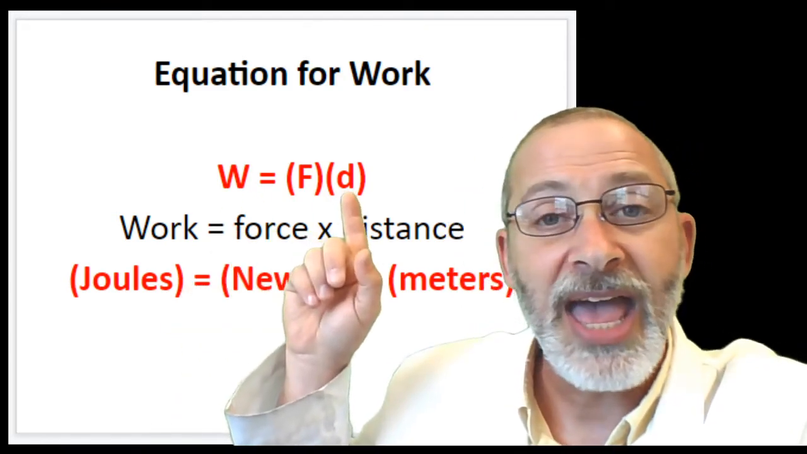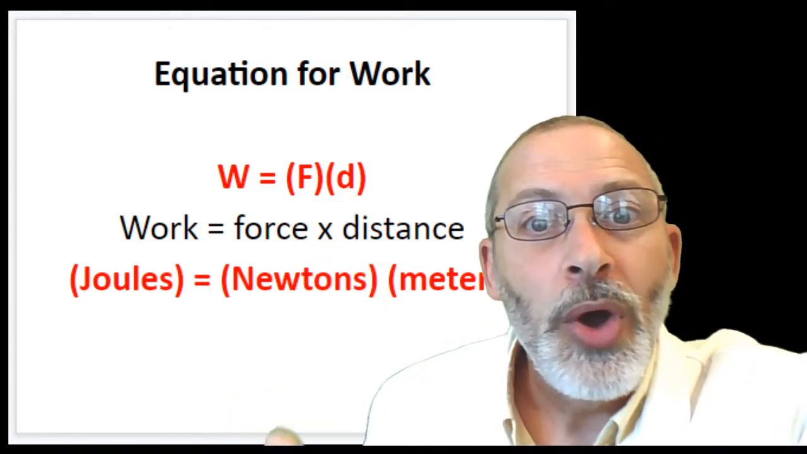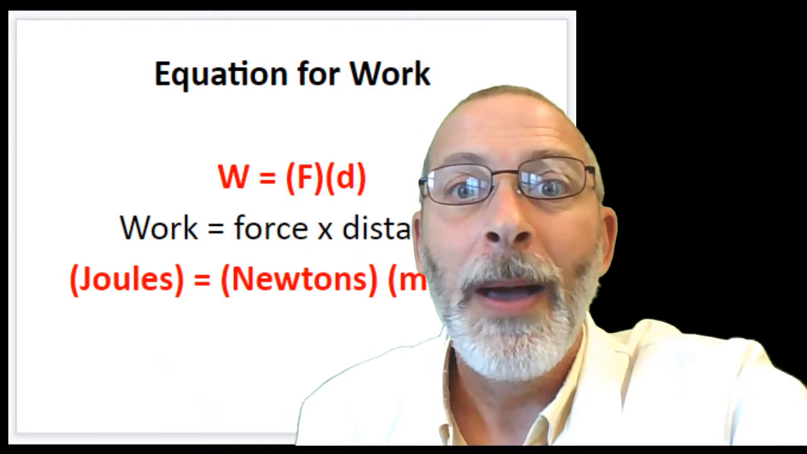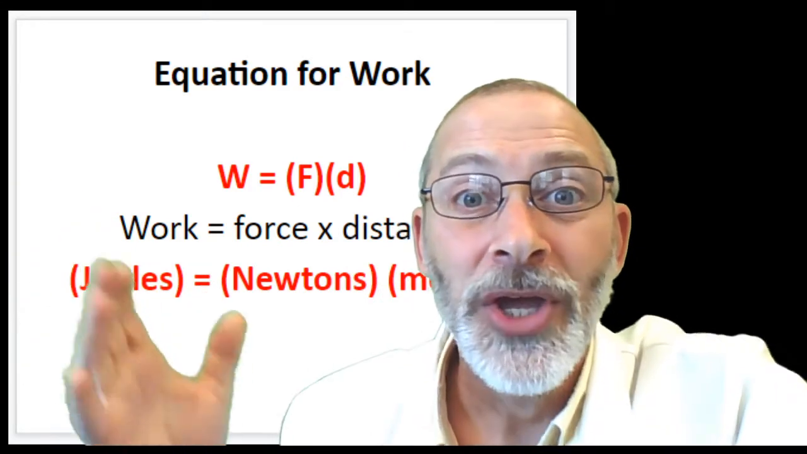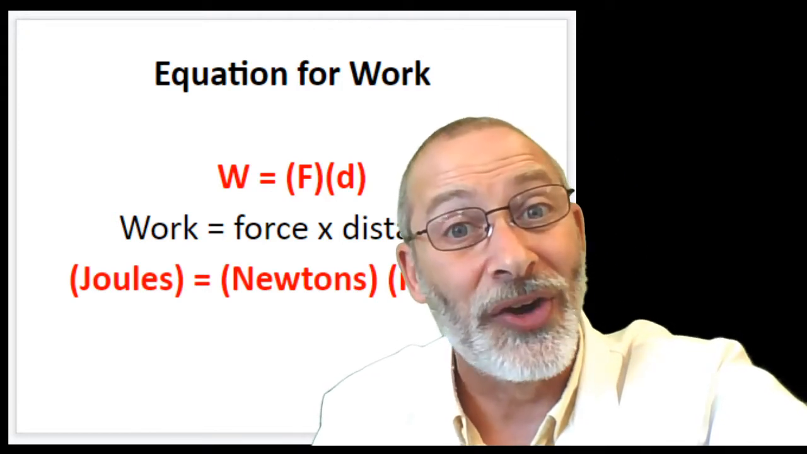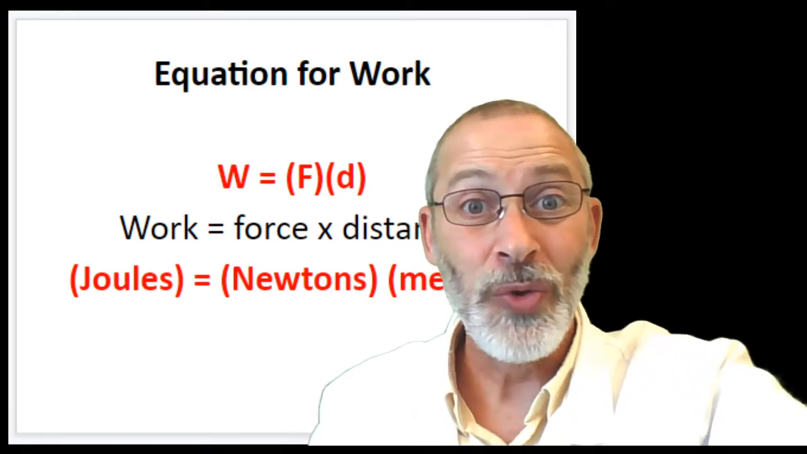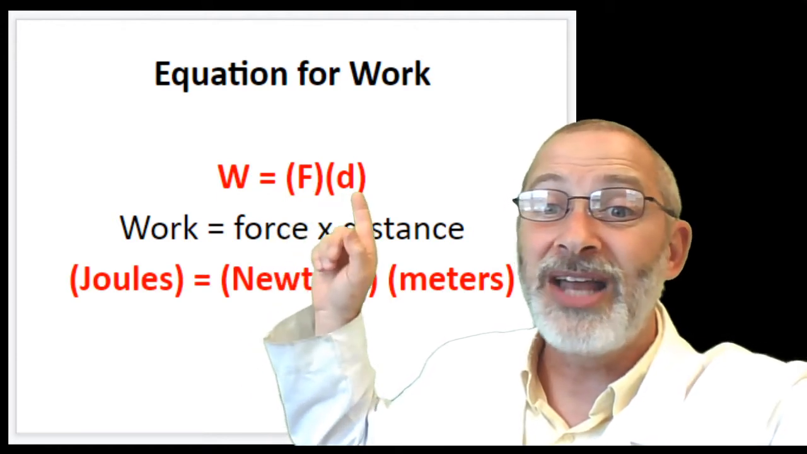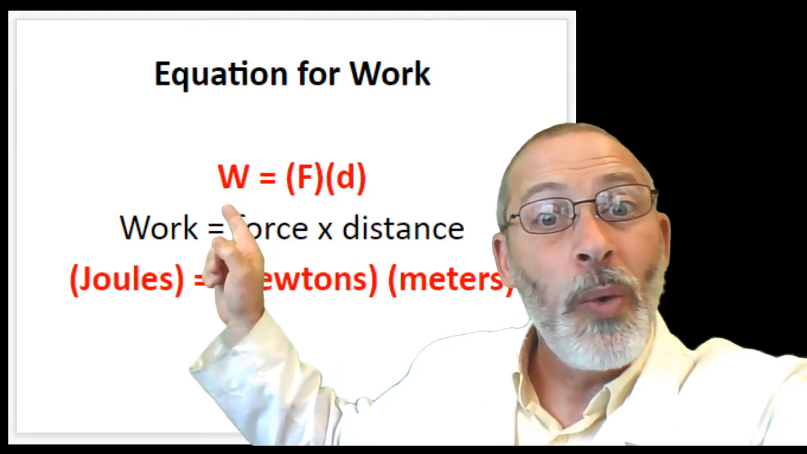But in example A, how far did I move it? 0. Laws of mathematics. What is anything multiplied by 0? Everybody. 0. So regardless of how much force I was pushing down on that feather in the first example, it wasn't moving anywhere. In other words, it had a 0 distance. And so it doesn't matter how hard I'm pushing, if it's not going anywhere, I was not doing any work.